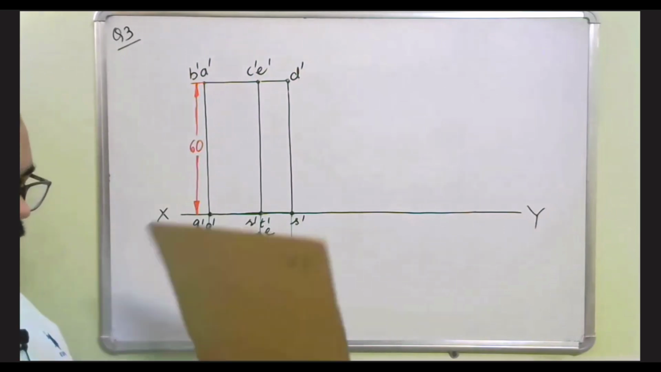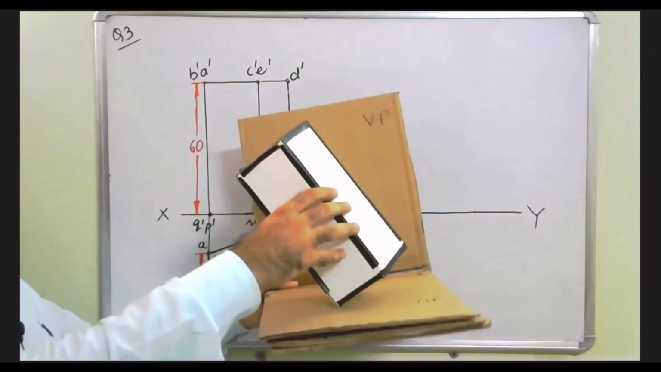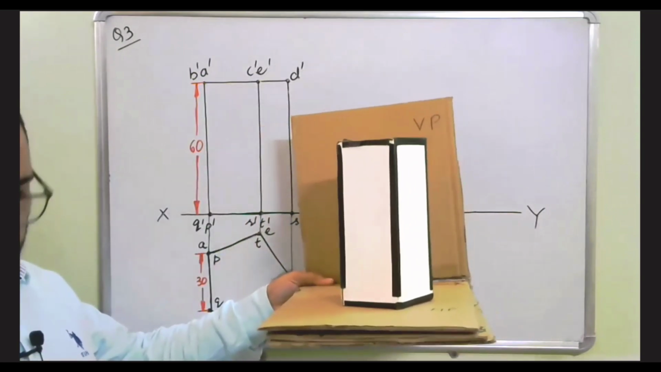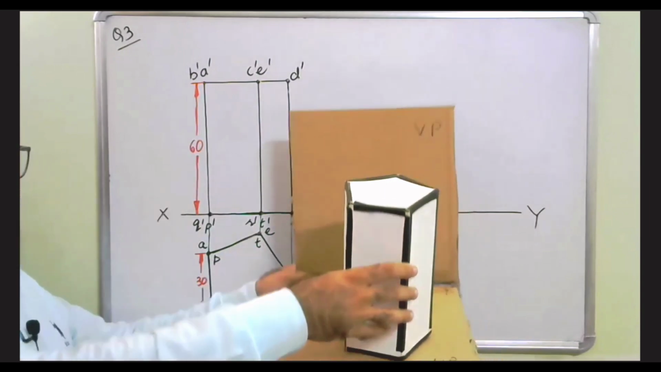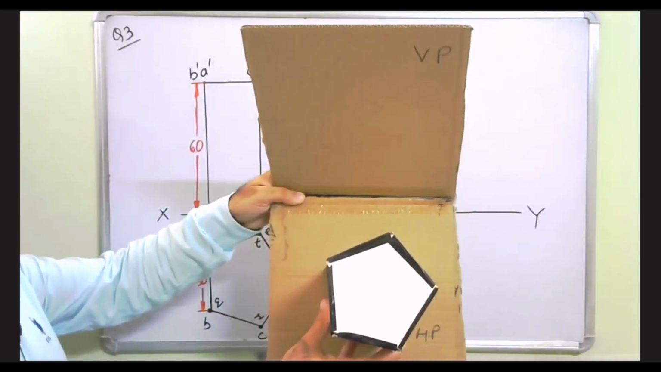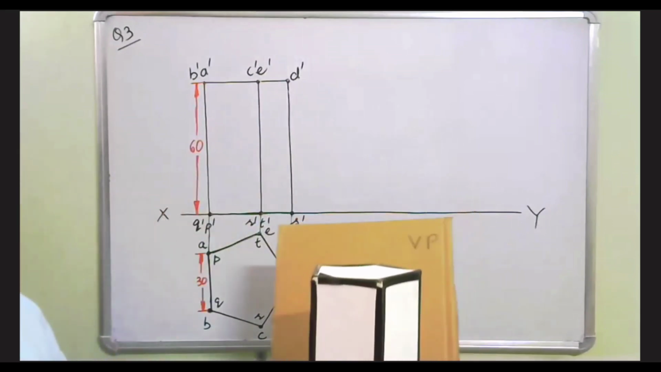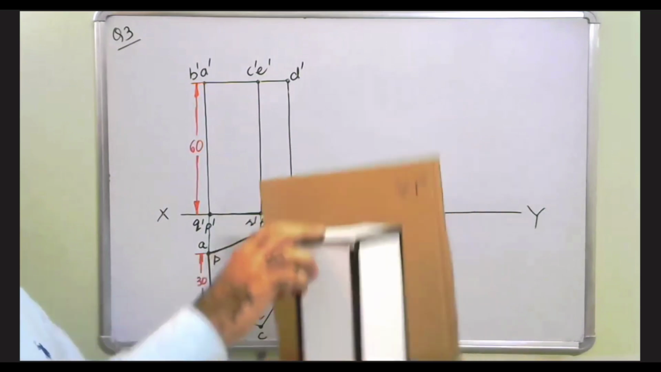Since it is given inclined to HP, in the first step I'm making it perpendicular to HP like this. So this thing is visible to you now. When you see it from the top, it is visible like this, and from the front, this thing is visible. Now we will make it inclined to HP like this at 60 degrees.